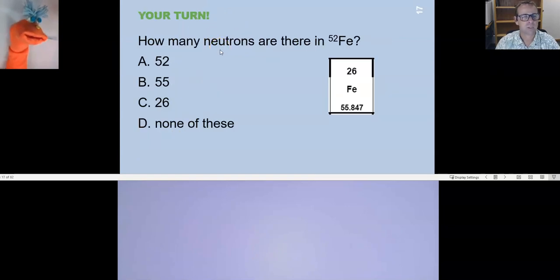Okay, how about this one? How many neutrons are there in iron 52? I think the answer. Hold on just a second. Let them work on it at home. Okay, push pause, work on it, find your answer.